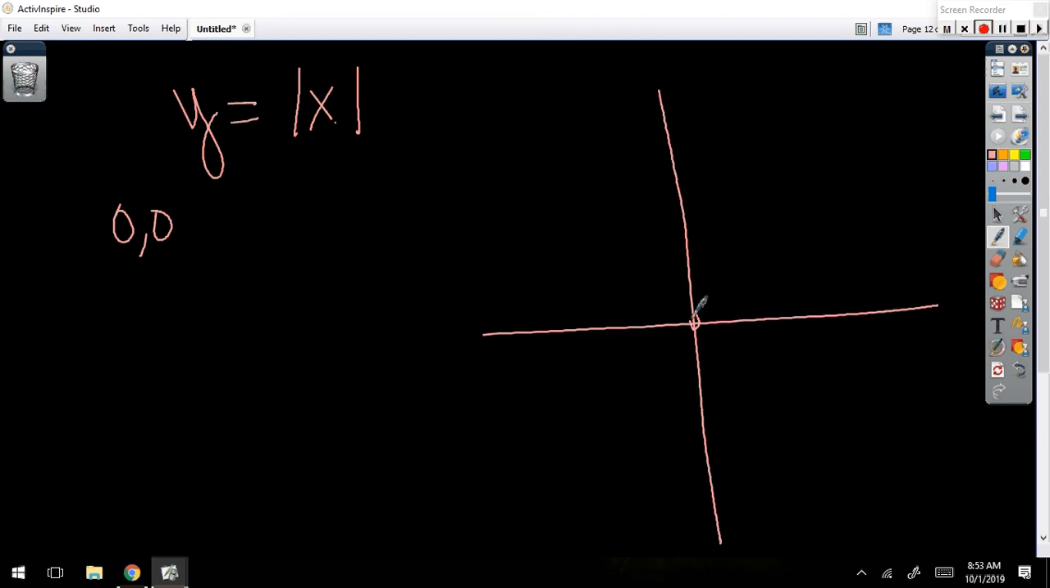What happens if you plug in 1 for x? What do you get? What's 1? No. If you plug in 1 here, what does y equal? 1. What if you plug in negative 1? It's 1. That's what this graph looks like.